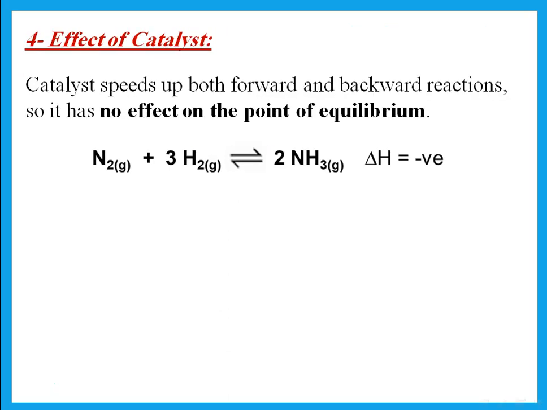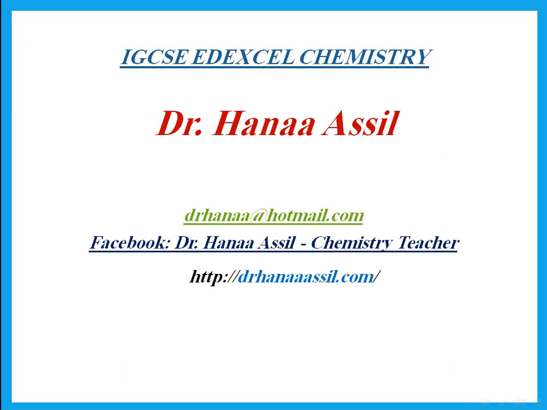Okay, so the other factor that we can change is catalyst. We can add a catalyst to the reaction. You should realize that a catalyst is a substance that speeds up a reaction. Now, if we add it to a reversible reaction, it will speed up the forward and the backward. So that means it has no effect on the point of equilibrium. It doesn't force the reaction to go forward or to go backward. It just increases the rate of both. That means that the reaction reaches equilibrium faster, but there is no effect on the point of equilibrium.